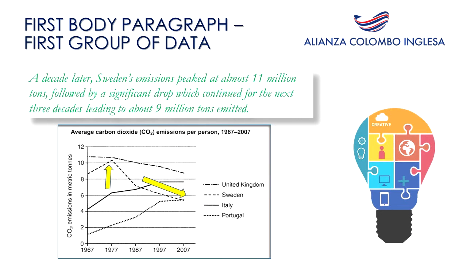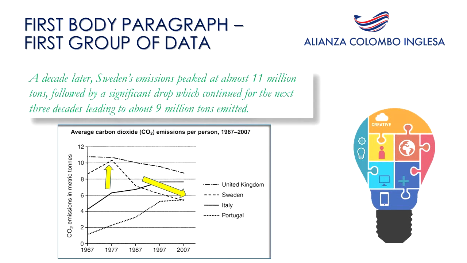But well, let's see now how these two countries are different in terms of their own trends. In the case of Sweden, we can see that a decade later, as we have written here, these countries' emissions peaked at almost 11 million tons. Okay, so this is an important moment to mention. Sweden showed a peak, that means a high number, or the highest number in all of its figures, in that specific moment in time, 1977, so this should be mentioned.